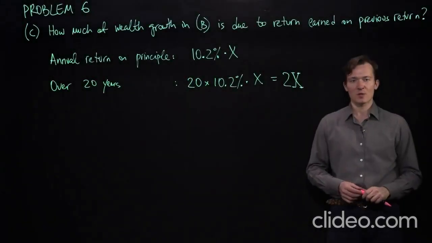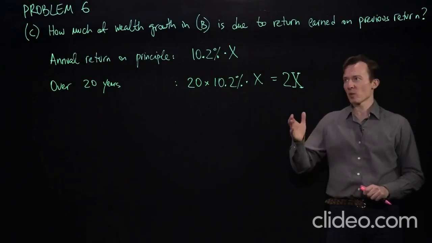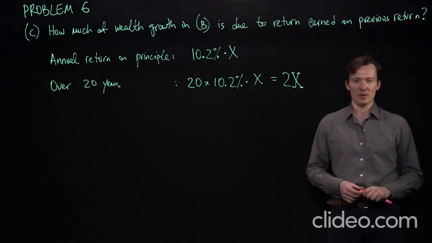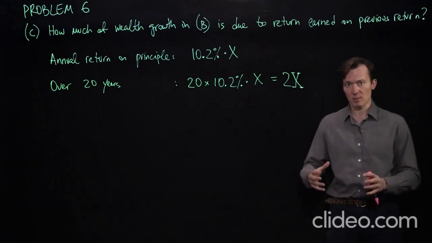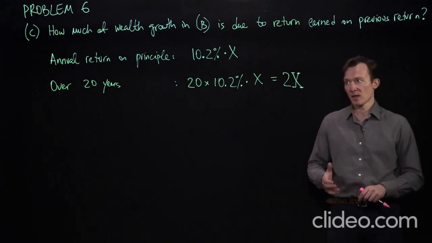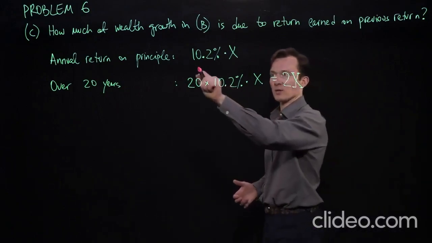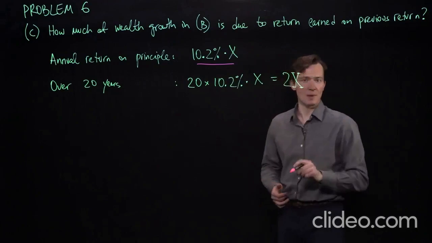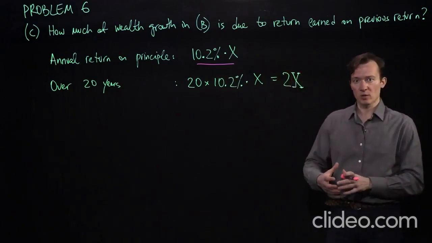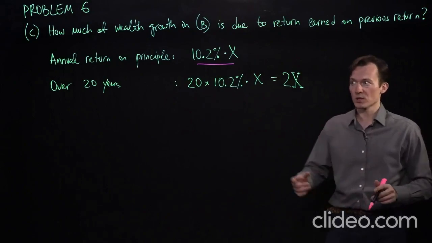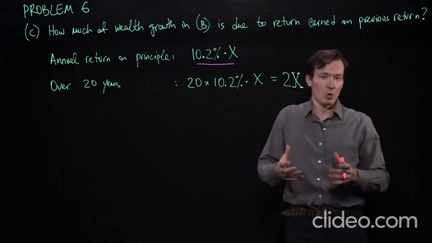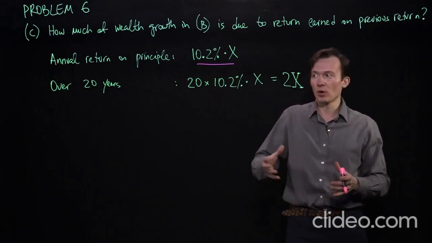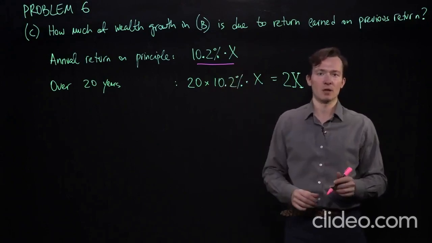So part C of this question asks us, how much of the wealth growth in B is due to return earned on previous return? Well, to answer this question, let's first compute the total return that we would earn just on the principal amount that we invested. The annual return on the principal amount is just 10.2% times X. And since we're earning this over a 20-year period, this would be just 20 times 10.2% times X. So our wealth would grow just 2 times if we were earning return just on the principal amount invested.